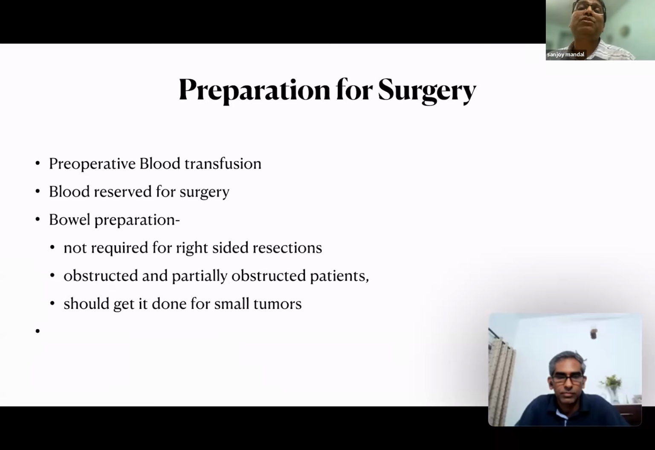Bowel preparation is something which is controversial. It is probably not required for right-sided lesions, and also should be avoided when you have an obstructed or partially obstructed lesion, because in these patients you can exacerbate the symptoms. One place where it probably should be done is if you have very small tumors, because during surgery, if you have small tumors along with fecal matter, it can get confusing and you're not sure where exactly the tumor is. So in these situations, you should get it done. But otherwise, some people do it, some people don't. It's more of a personal preference. But literature-wise, it has been shown that it does not make much difference.